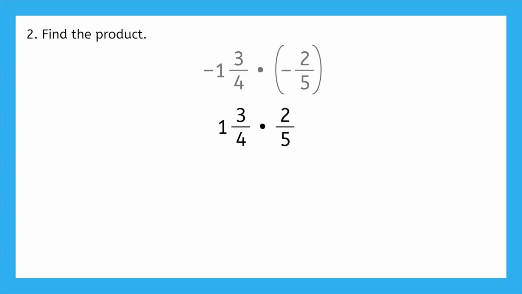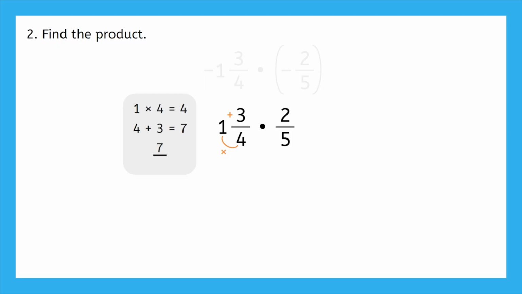All right, example 2. Ignore the signs and multiply 1 3/4 by 2/5. Do you remember where to start when one of the fractions is a mixed number? Yes, we need to change the mixed number to an improper fraction before we multiply. To rewrite 1 3/4 as an improper fraction, we multiply the whole number by the denominator, then add the numerator. 1 times 4 is 4, and 4 plus 3 equals 7. 7 becomes the new numerator, and we keep the denominator the same. So the improper fraction is 7 over 4.